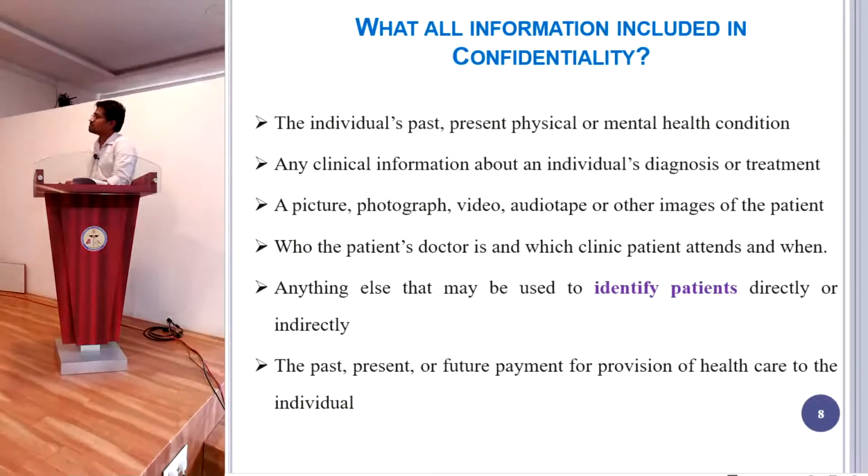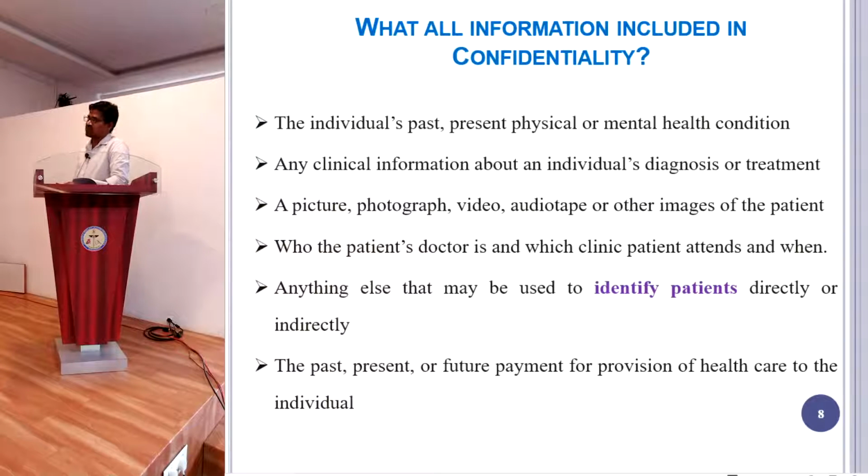So what information is included in confidentiality? What are all the things we should keep confidential? The individual's past, present, physical or mental health condition. This is very important in psychiatry. And any clinical information about an individual's diagnosis or treatment, a picture, photograph, video, audio tape or other images of the patient, who the patient's doctor is and which clinic the patient attends and when, anything else that may be used to identify the patient directly or indirectly, and the past, present or future payment for provision of health care to the individual.